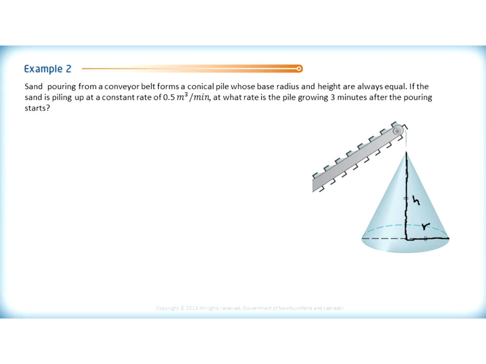So h and r are equal, and it says at what rate is the pile growing 3 minutes after pouring starts if sand is piling up at 0.5 cubic meters per minute. Alrighty, let's see if we can do this. The volume for a cone is 1/3 pi r squared times the height. Okay, that's good. So we'll differentiate now.